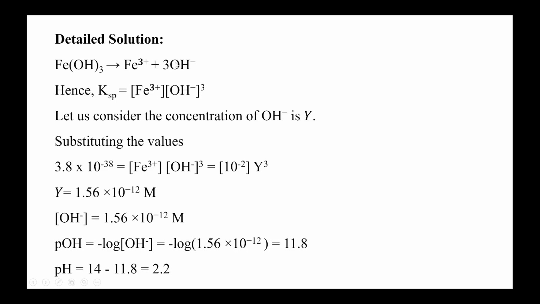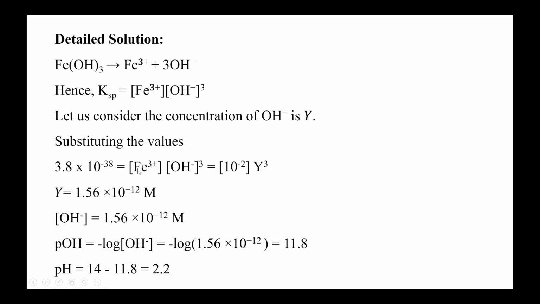I told you the stoichiometric coefficient, the number of moles that is given, goes on the power of the concentration. So Fe3+ has 1 mole, so concentration of Fe3+ raised to the power of 1 and concentration of OH- raised to the power of 3. So this is the solubility product. Now this is equal to 3.8 into 10 raised to the power of minus 38.